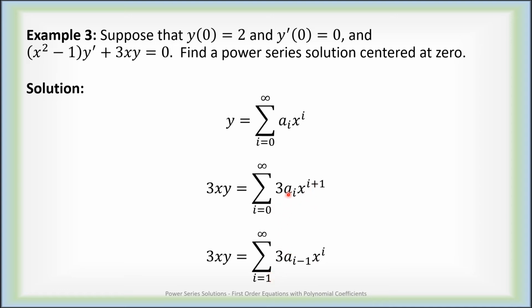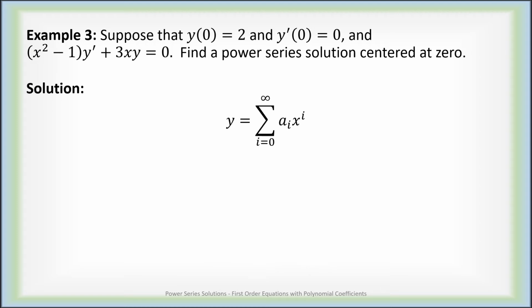However, a sub i here, this index was 1 less than this power. So if this power is going to be i, this index is going to be i minus 1. So 3xy can now be written as a sum where the index goes from 1 to infinity of 3 times a_(i-1) times x^i. Okay, this was our original series. We've come up with a suitable series representation for 3xy, but now we have to work on this right here.